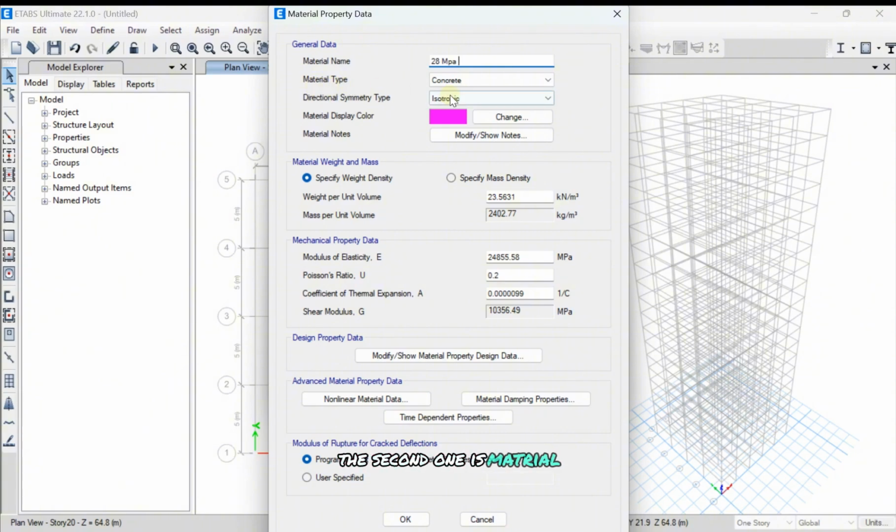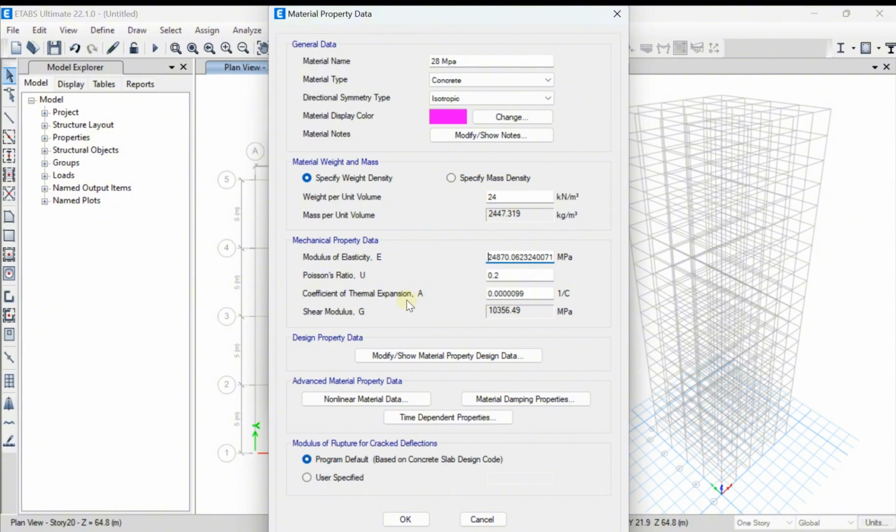The second one is material type is concrete, and directional symmetry type is isotropic. Also, material unit and mass, weight per unit volume is equal to 24, and modulus of elasticity is equal to 4700 multiplied by the root of compressive strength value, 28 power to half.